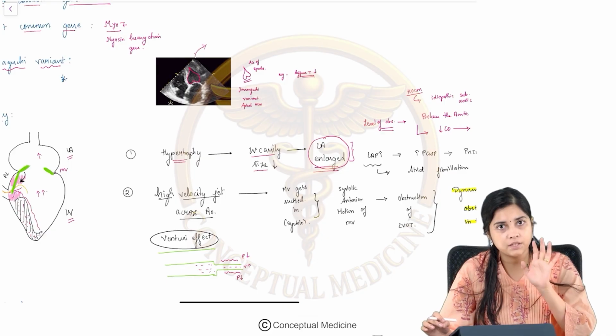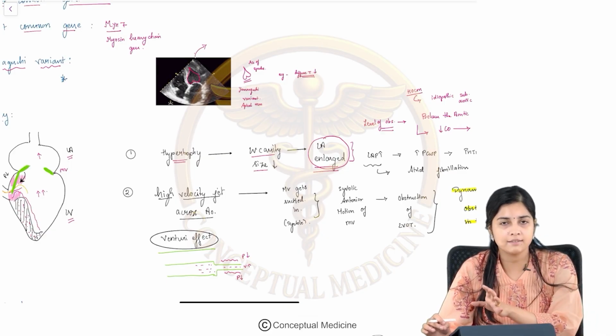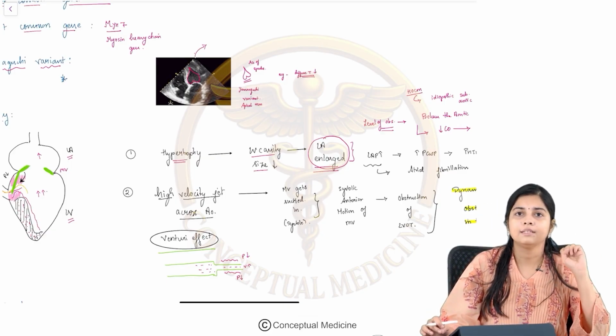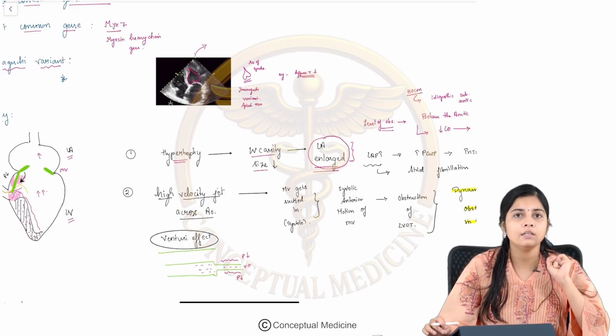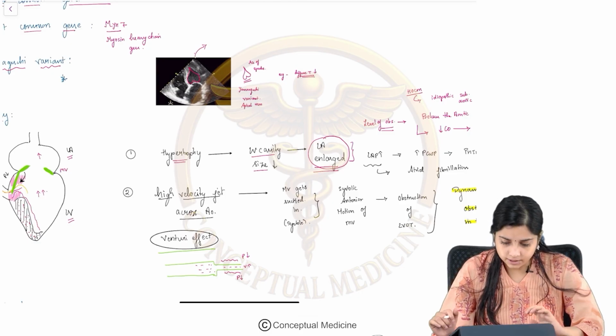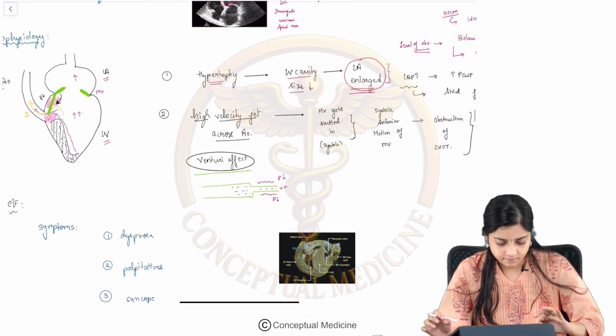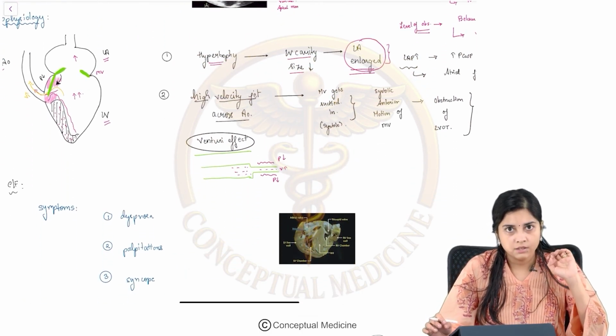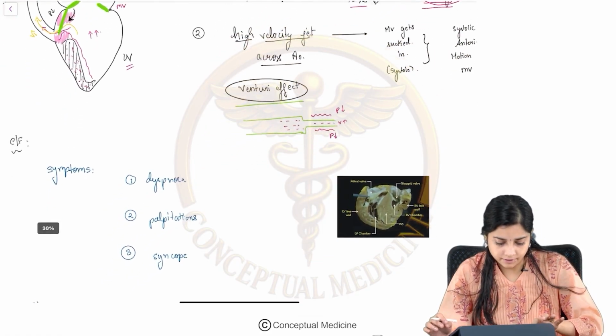Okay, so we have understood how hypertrophy causes various symptoms and what this dynamic obstruction is which is seen in HOCM. Alright, so clear till here. Now let us move on to the next part. So, clinical features. What are the clinical features of HOCM?